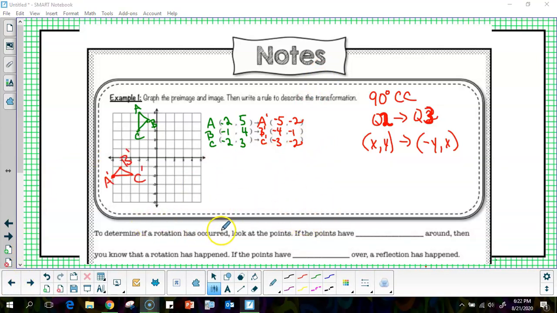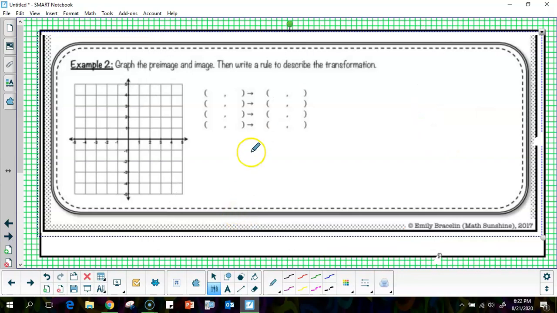So to determine if a rotation has occurred, look at the points. If the points have turned, then you know it's a rotation. If they have flipped over a line or over an axis, then that would be a reflection. Okay, next example, example 2. Let me get some things written in here and I'll come back.